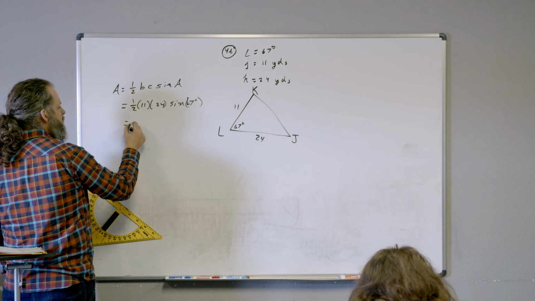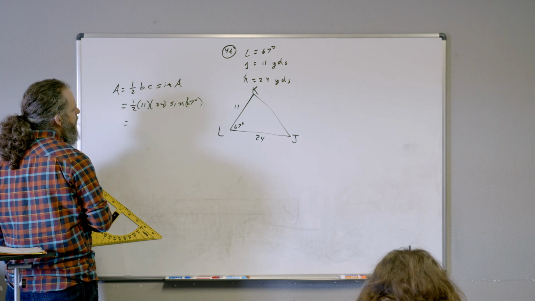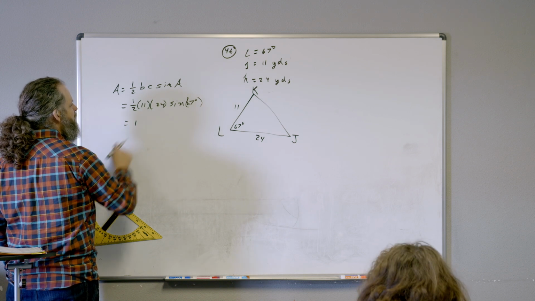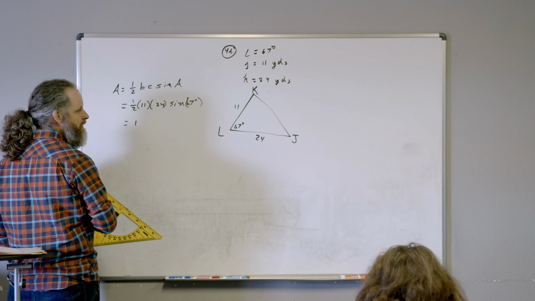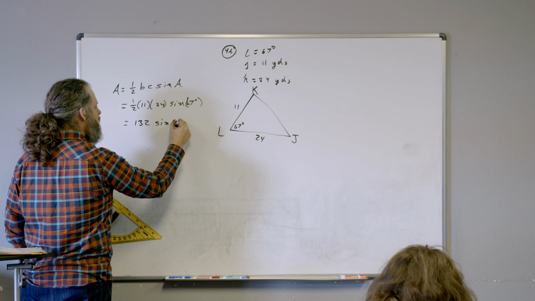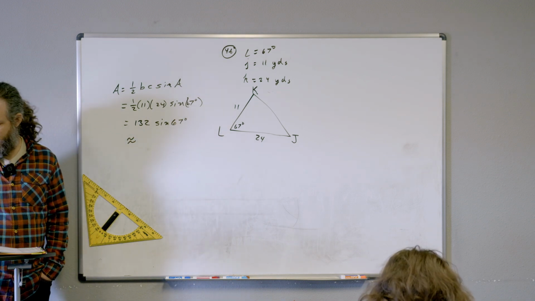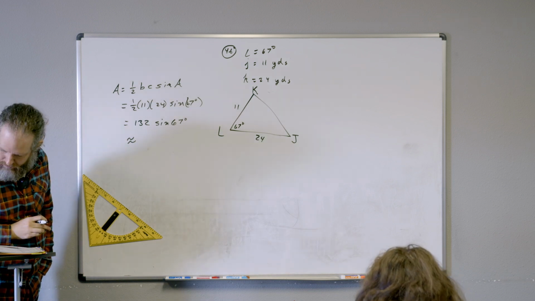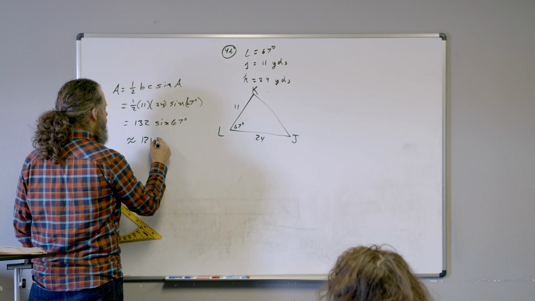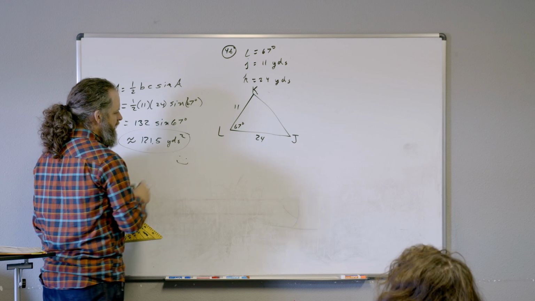So 1/2 times 11 times 24. 12 times 11, 132. And then times the sine of 67 degrees, that's 121.5 yards squared. Easy money.